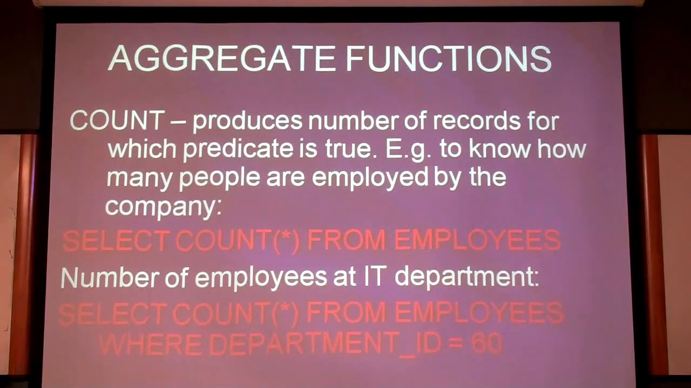So count produces number of records in which predicate is true. For example, if I execute this statement, select count star from employees, I will get a number of employees in the company. How many results should I expect? 107? No, 1. Okay, because if we don't have any employee in the company, we'll get 0, right? But at least one number. If we have some employees, we'll get exactly that number. No doubt. It always returns one single number.